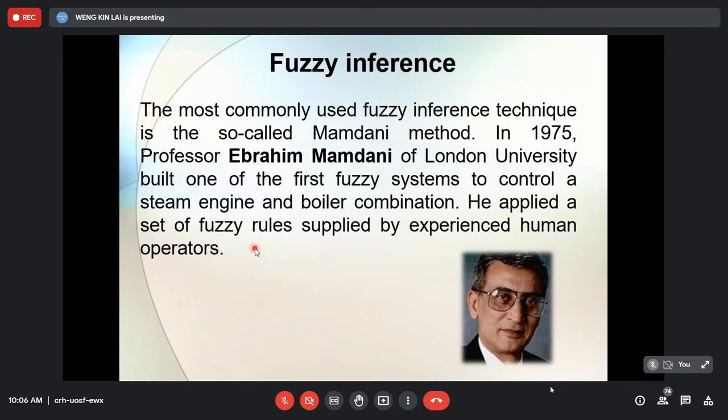Again, without sounding too boring, you can see that all the time when they build such expert systems, the actual knowledge, in this case in terms of the fuzzy rules, was supplied by experienced human operators, the experts. So we always rely back on the human experts. Because why? We wanted to extract his or her knowledge and build it into a replica, a system that is similar to the expert. That's why we call it expert systems.